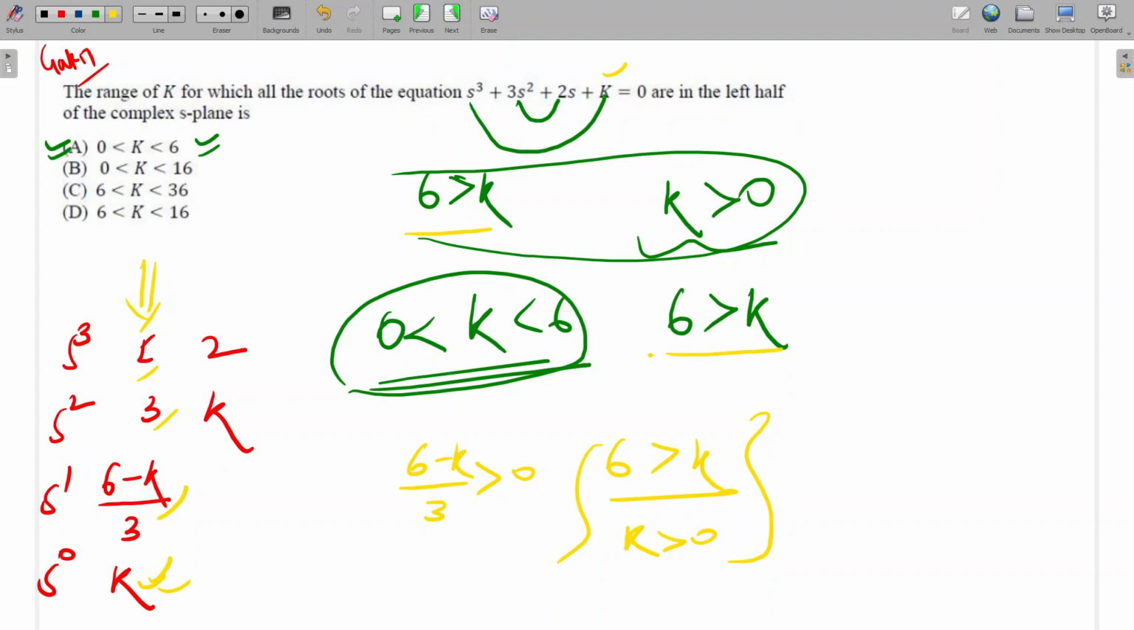If k is less than zero, then one sign change will come here, and then it will be unstable. But we have to find the range of stability. The rule is that the first column should have the same sign. Here it is already positive. As given, the roots are in the left half of the complex plane, so it should be stable. There should not be any sign change. Yes, all poles are in the left half means no sign change should be there.